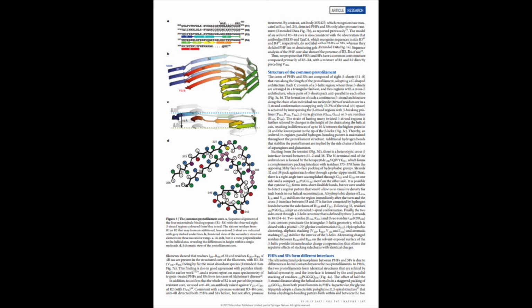The model of an ordered R3 to R4 core is also consistent with the observation that antibodies BR135 and tau C4, which recognize sequences inside R3 and R4 respectively, do not label either PHFs or SFs, whereas they do label PHF tau on denaturing gels, extended data figure 1A. Sequence analysis of the PHF core also showed the presence of R3 to R4 of tau. Thus, we propose that PHFs and SFs have a common core structure composed primarily of R3, R4, with a mixture of R1 and R2 directly preceding V306.